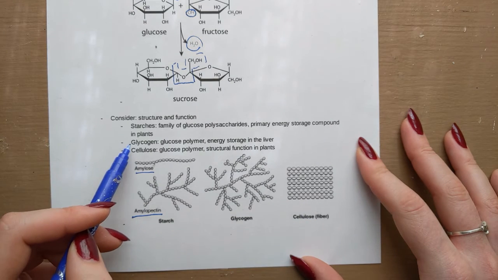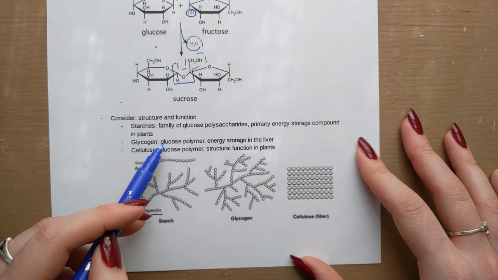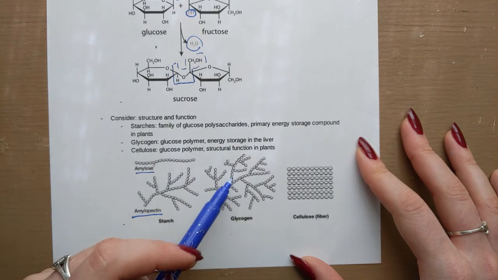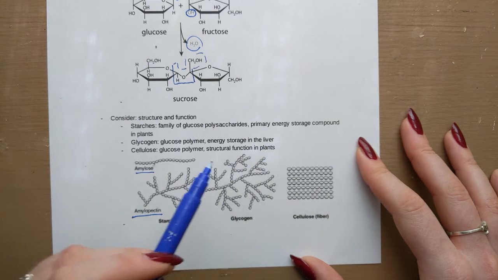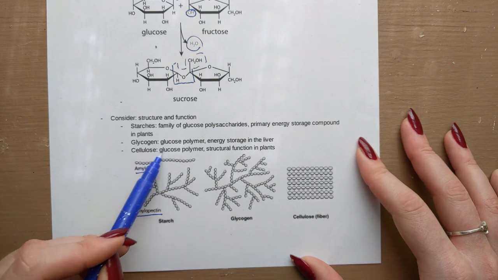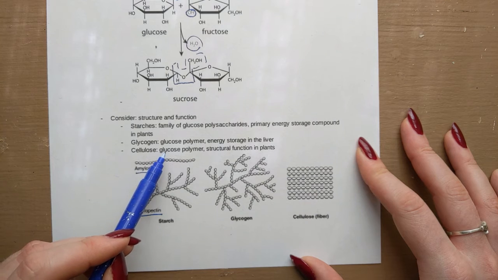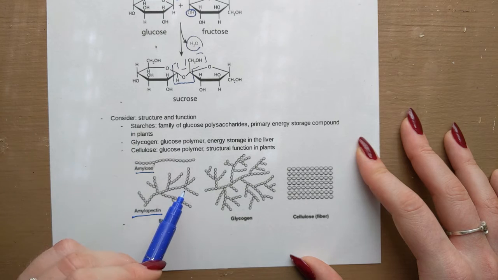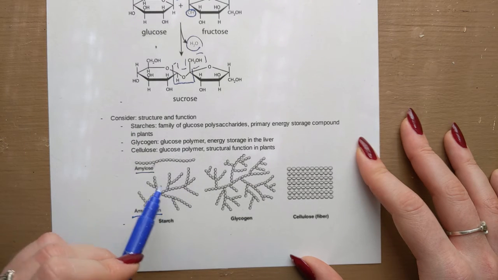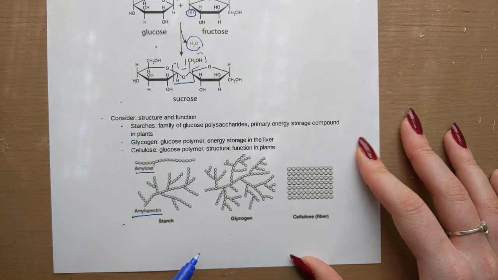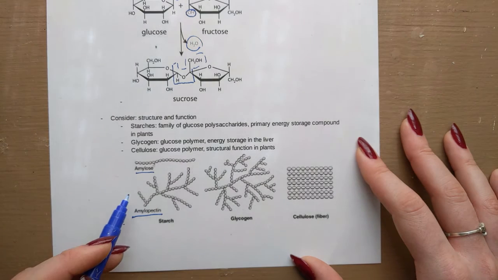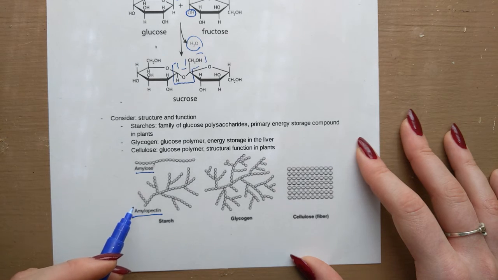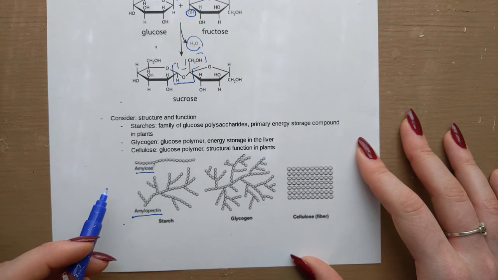Glycogen is very similar to starches in that it is a glucose polymer, and it's primarily used for energy storage, but you see it in animals, and this is energy storage in the liver. Then we have another glucose polymer, in this case cellulose, and it's a little bit different than the other 2 in that cellulose does serve a structural function. The other 2 are both used for energy storage. So here we have 3 different examples of complex carbohydrates. Taking a look at their structures, we can pick up on a few cues that would indicate why these molecules would serve those functions.